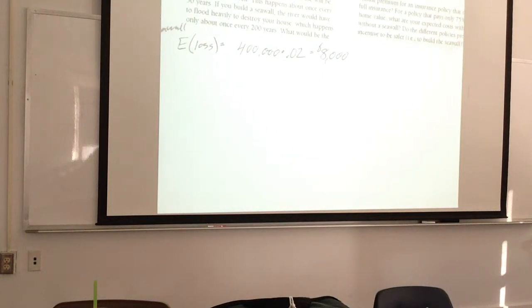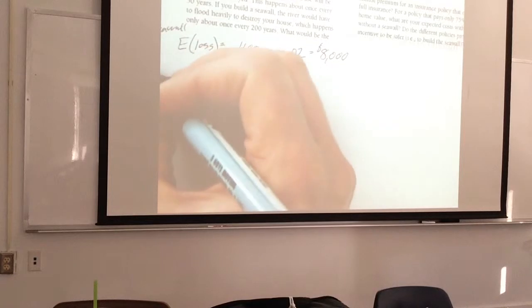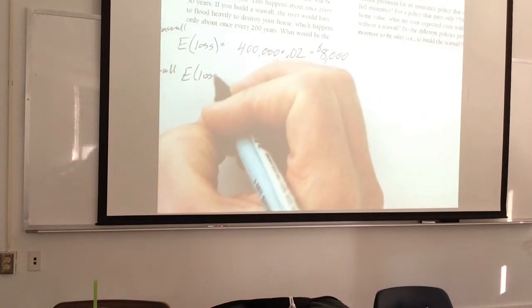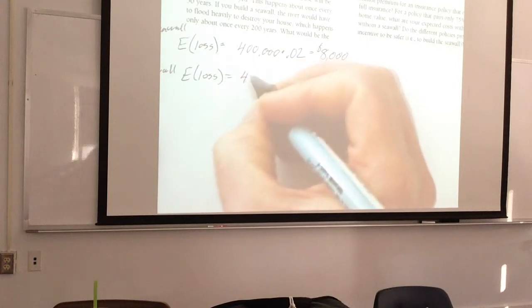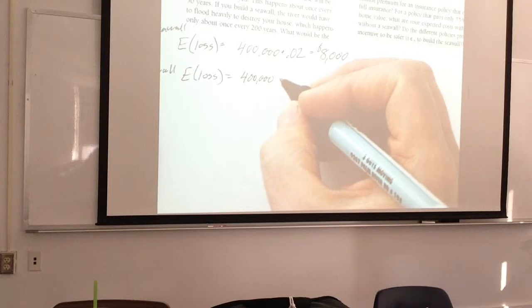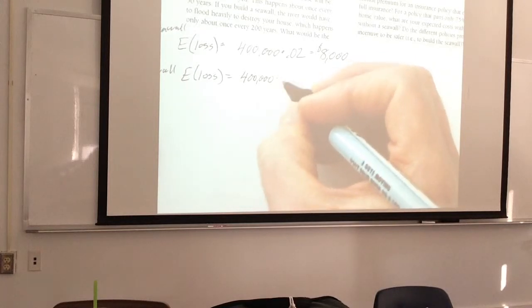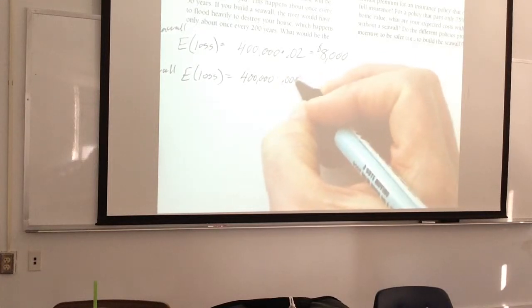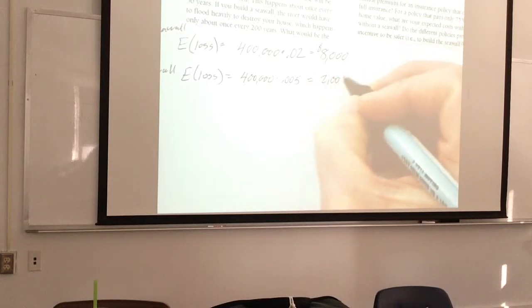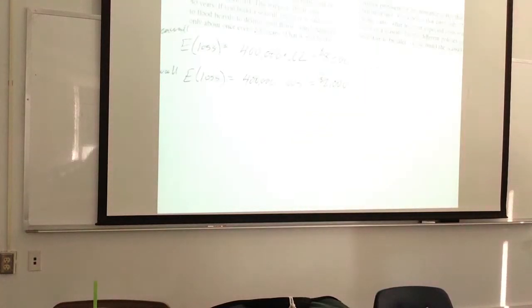So I think everybody got there with seawall. Still have a $400,000 loss, but we drop down to 0.005, a 0.5%, giving us an expected loss of 2,000.